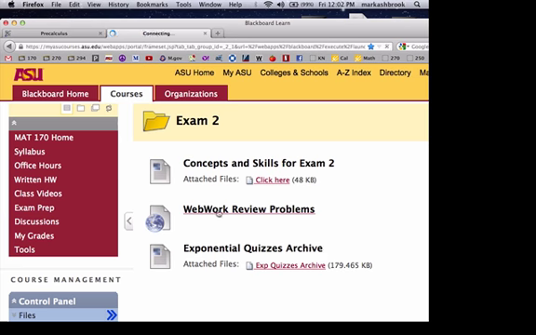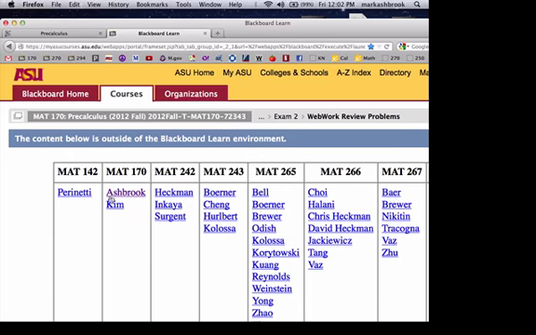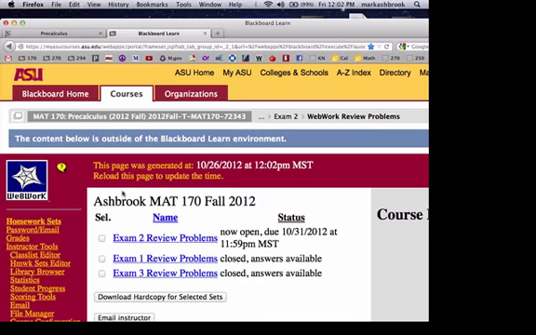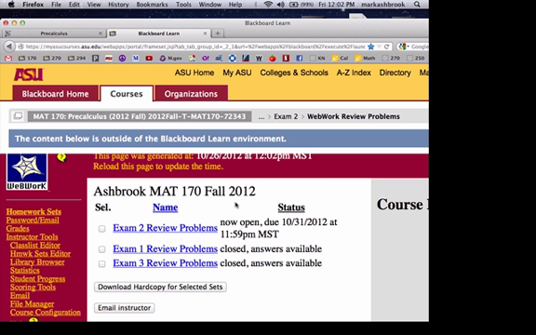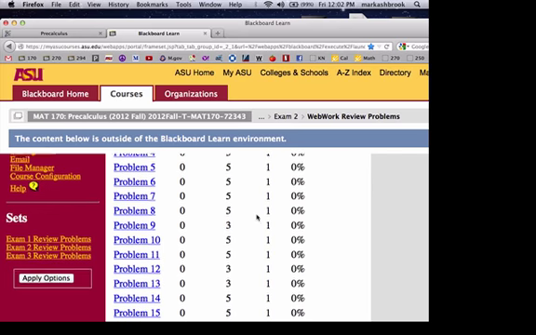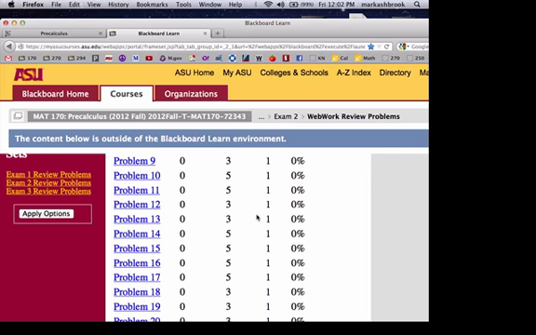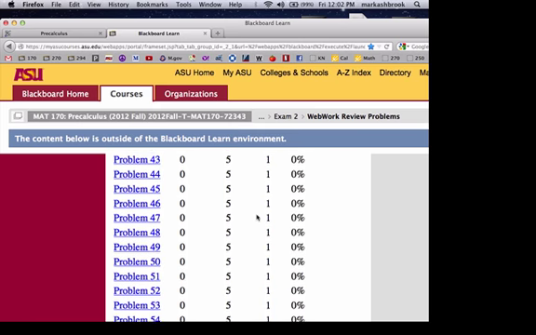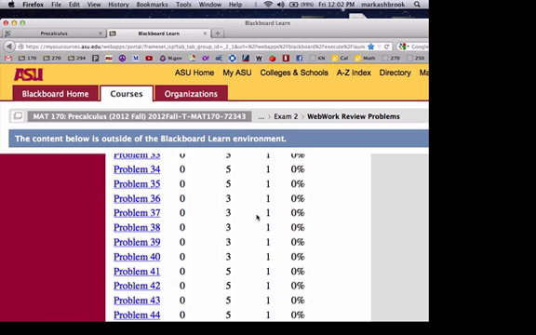When you click on this, it'll take you to WebWork. You're going to click on Ashbrook under 170. You may have to sign in with your ASU Write ID, or sign into the system. And then you'll see that exam 2 is now up. It's 60 problems, and they're all very, very good practice for this exam.